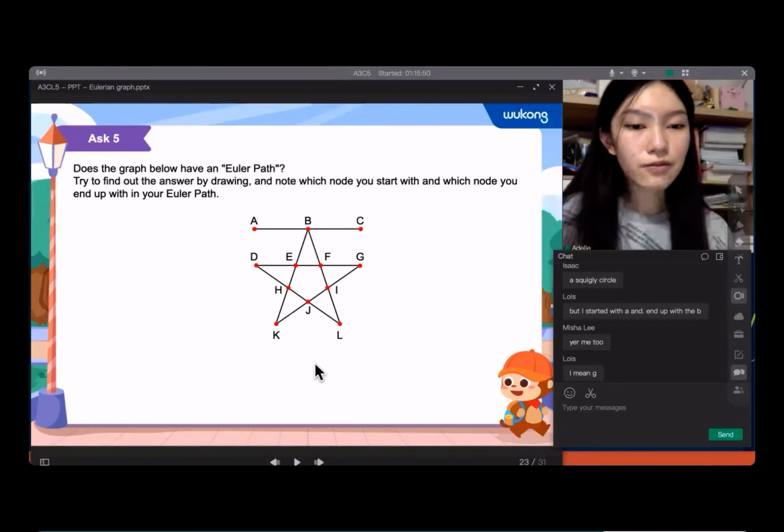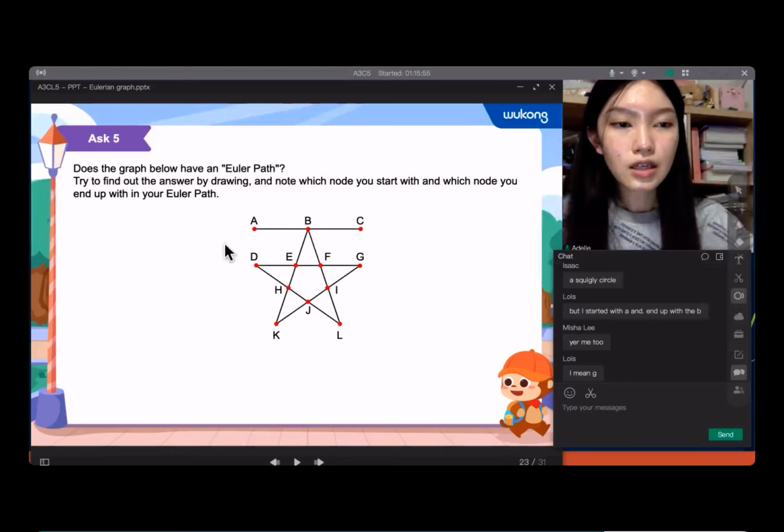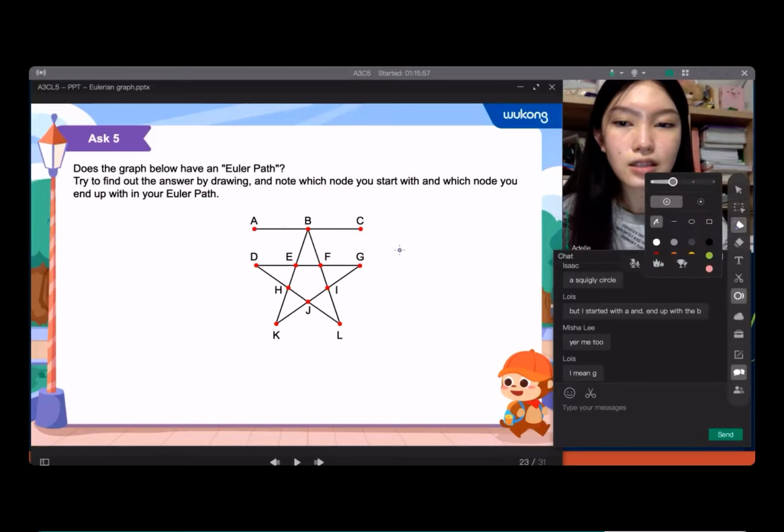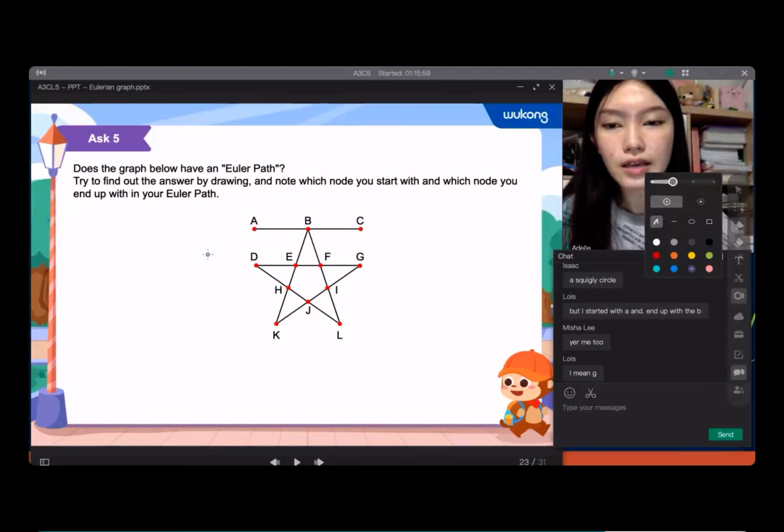Okay, let's first have a look at how many odd nodes there are in here. Okay, so anyone would like to give me a hand? Do we see any odd nodes at A?